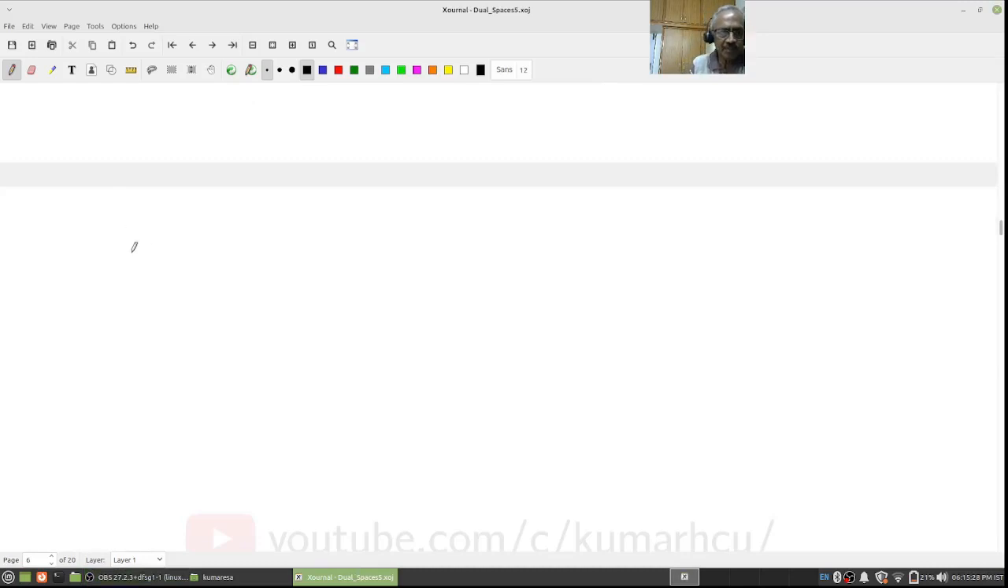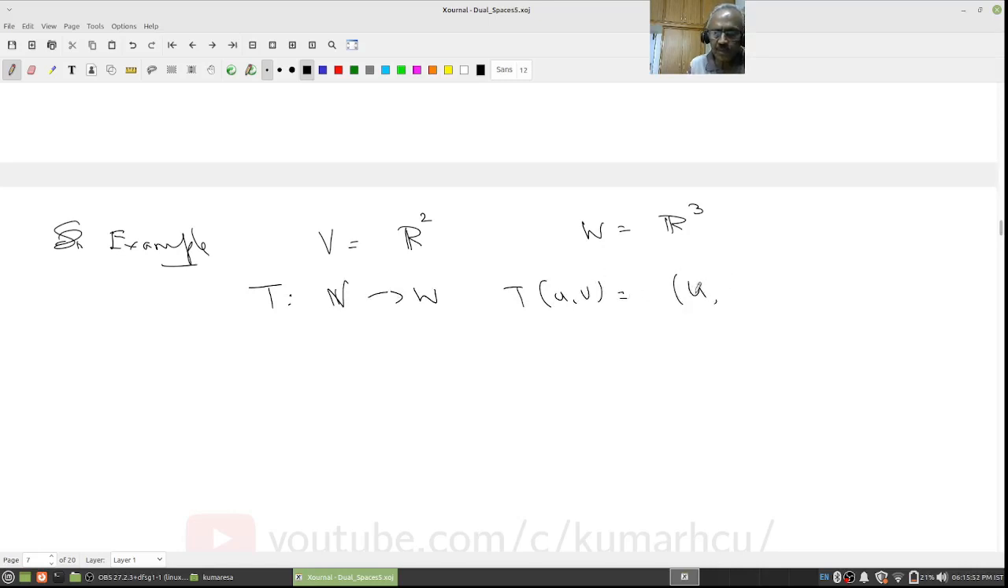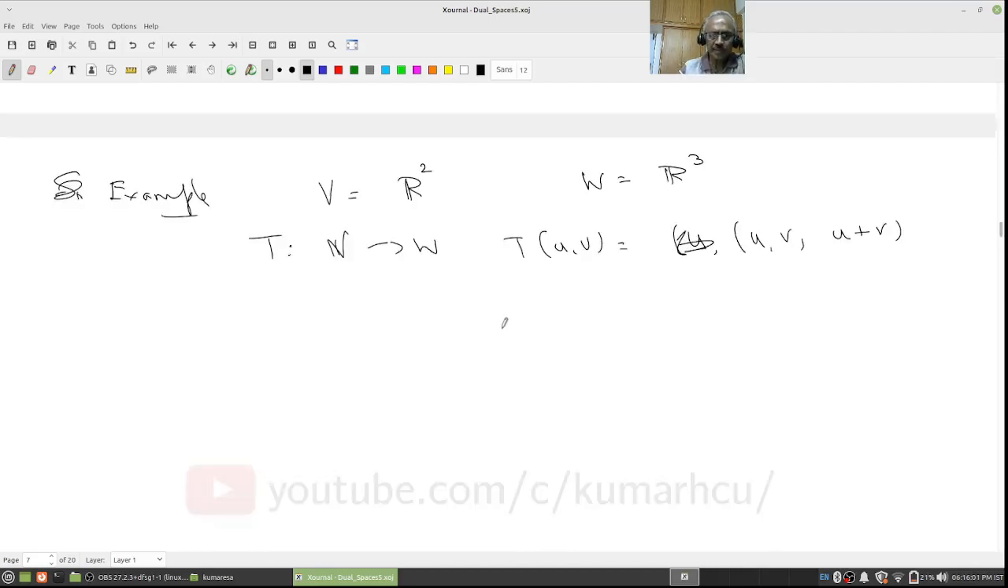Let us look at some simple example. Let us look at V equal to R2, and W equal to, let us say, R3, and my map T is from V to W, that is T of (u, v) is, let me write a very easy one, (u, v, u plus v). I chose a simple one. Then what I want to know is T star from W star to V star.